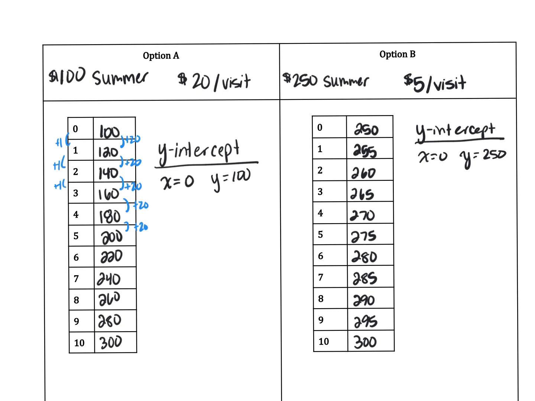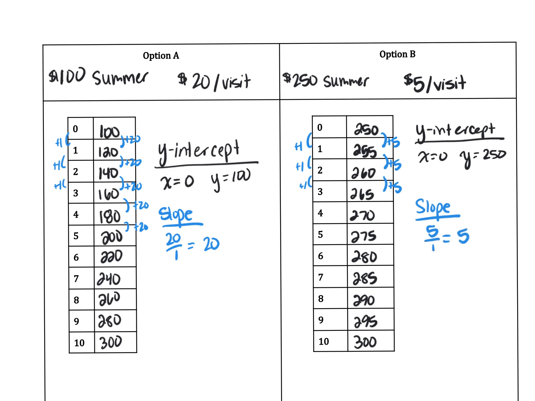So that makes our slope 20/1, or we could just say 20. And for option B, every time our y value increased by 5, as our x value, or our visits, increased by 1. So that makes our slope 5/1, which we could just write as 5.